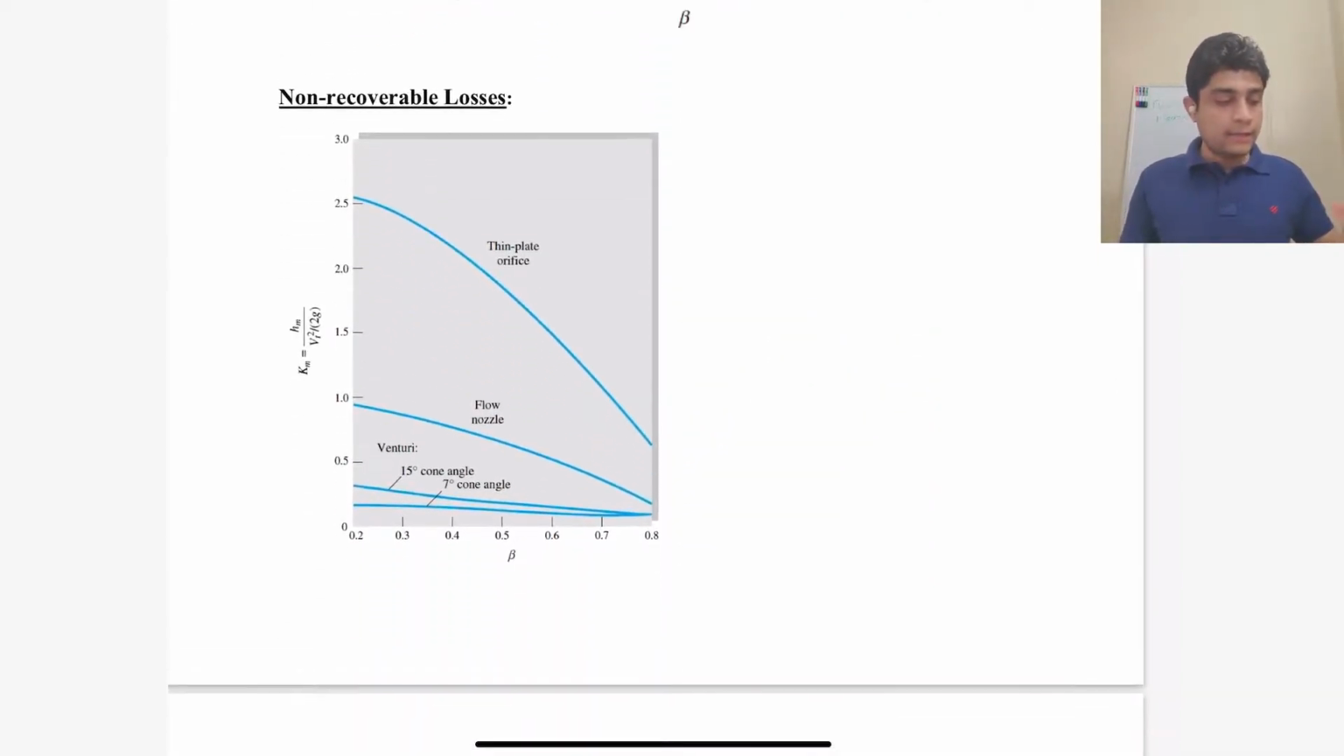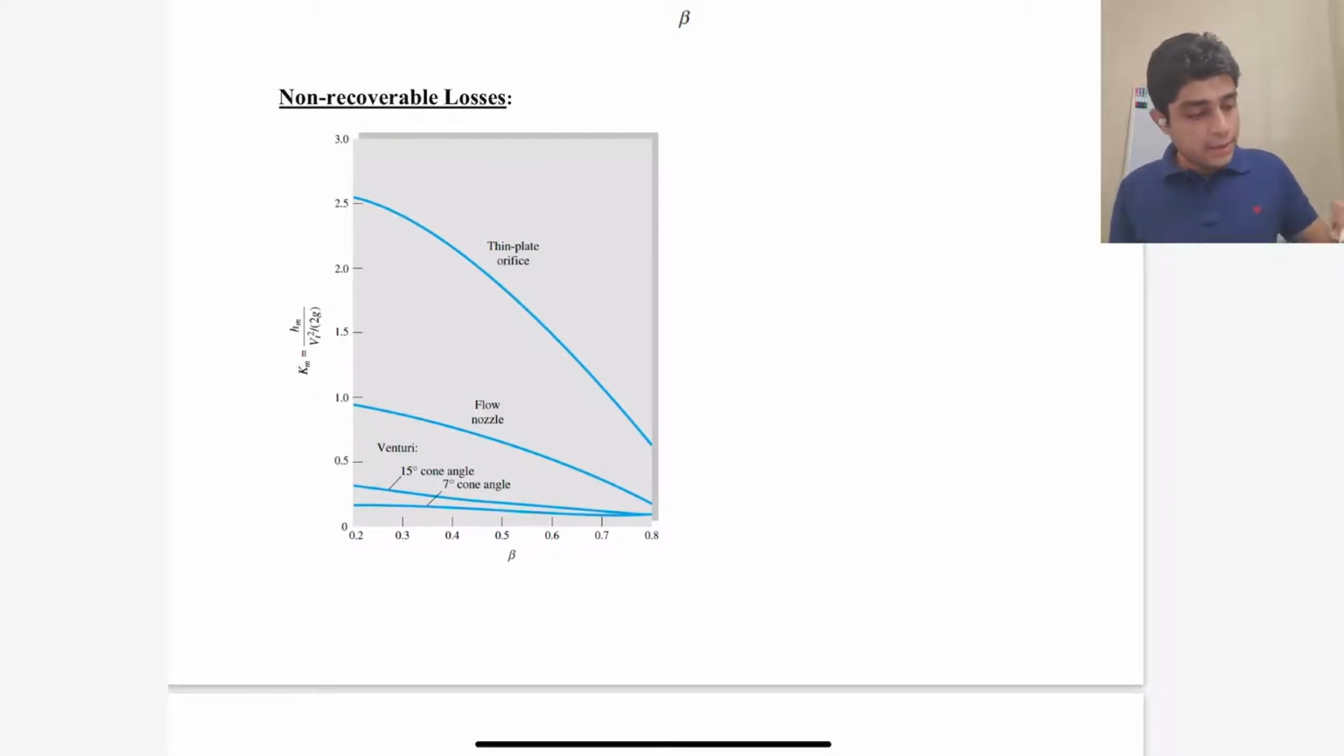Now again, as I discussed, all of these devices, because they are obstructing the flow, lead to some non-recoverable losses, and one of that loss is just the major loss due to the viscous effects in the fluid, which you can calculate by using Moody's chart. Another loss is basically the minor loss, which is because of the dead water region and the vena contracta.